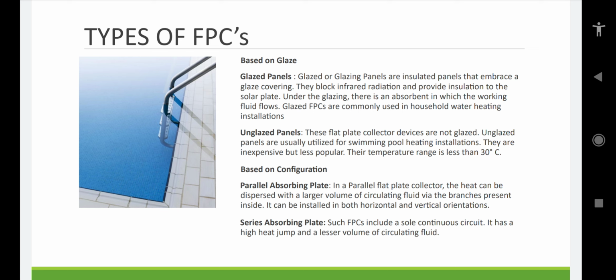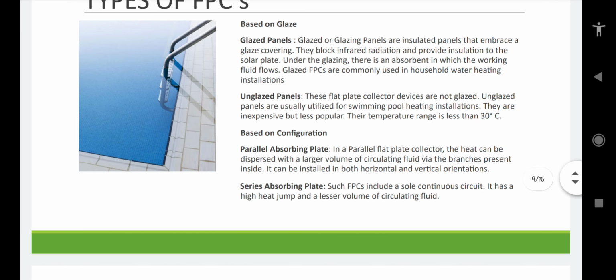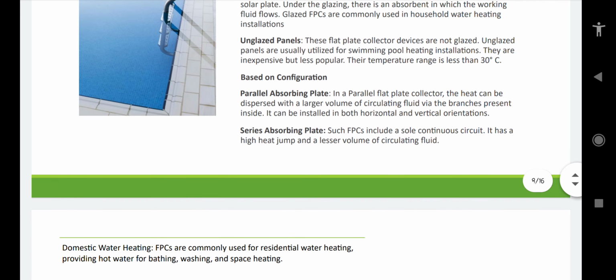In a parallel plate collector, the heat can be dispersed with a larger volume of circulating fluid via the branches present inside. It can be installed in both horizontal and vertical orientations. And when it comes to series absorbing plates, such flat plate collectors include a sole continuous circuit. It has a high heat jump and a lesser volume of circulating fluid.